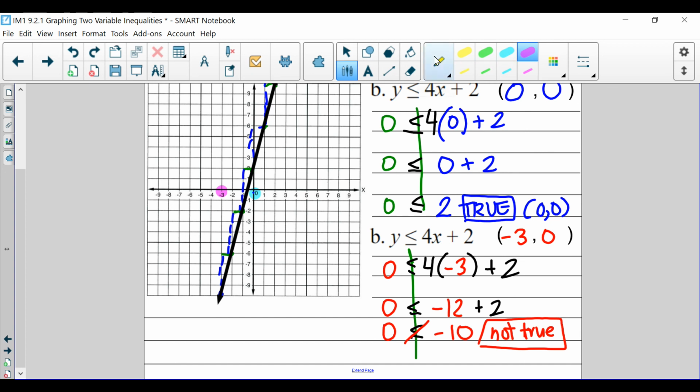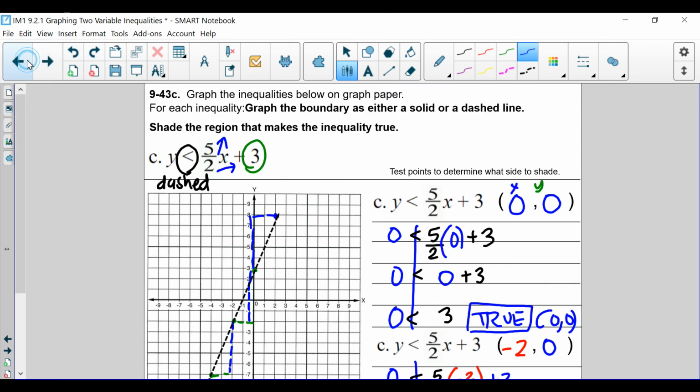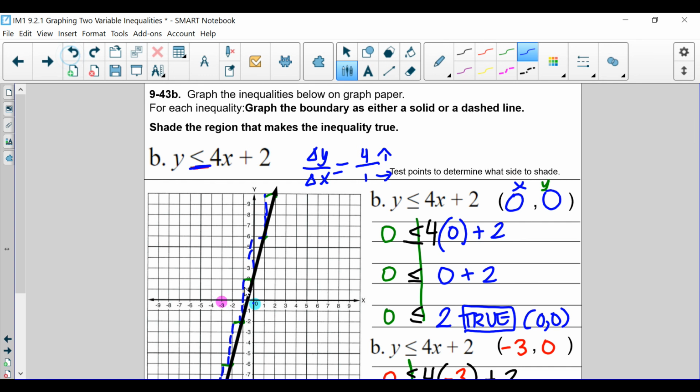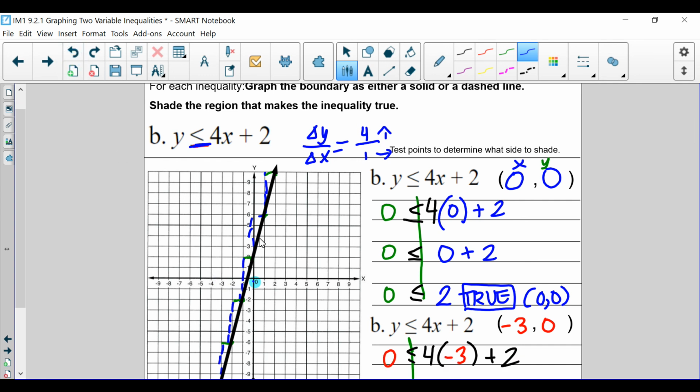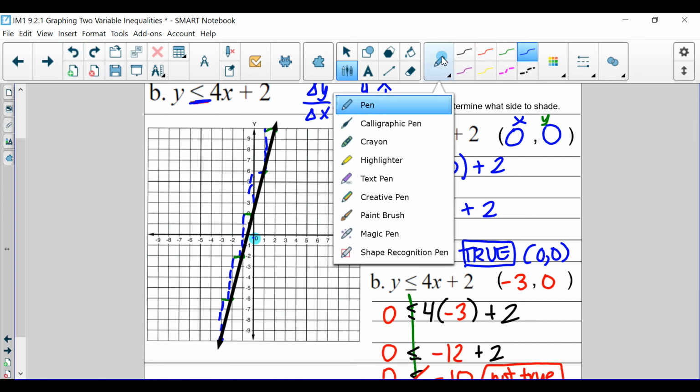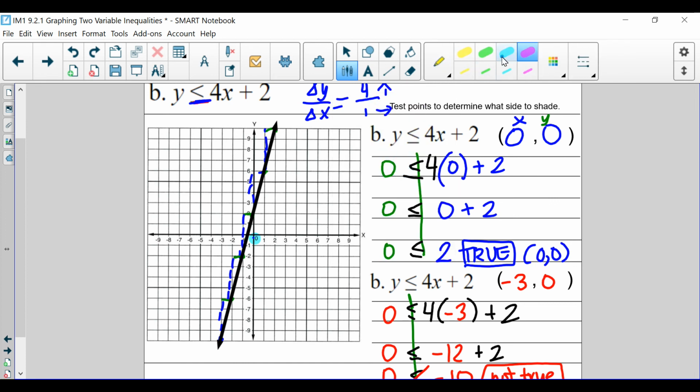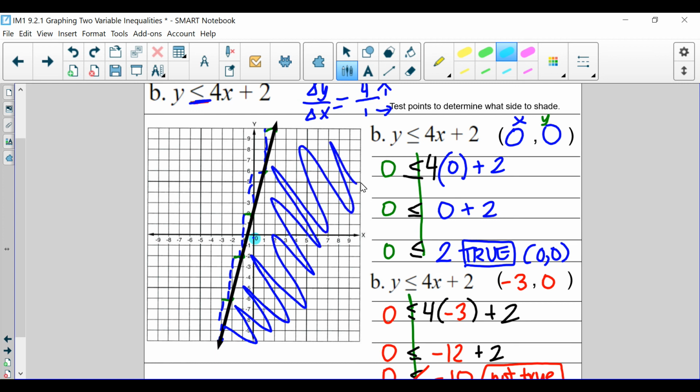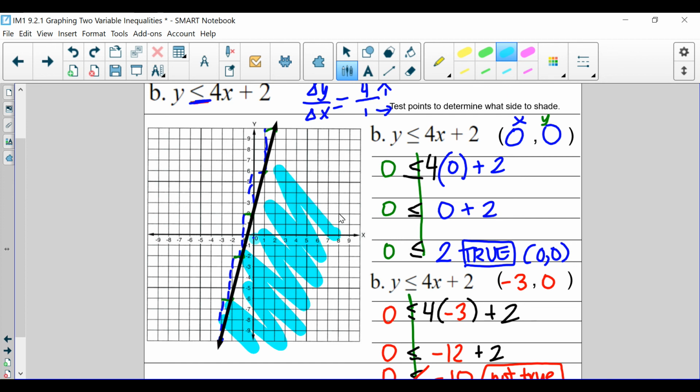Since it's not true, we can't shade that part. So this one can't be shaded. So we're like, no, I'm not going to throw shade that way. I'm going to throw shade below the line. So that means we're drawing that these are where the solutions are. That's where you will be shading, and I'm going to actually use a highlighter for that. This is what we're shading because (0, 0) ends up working out.